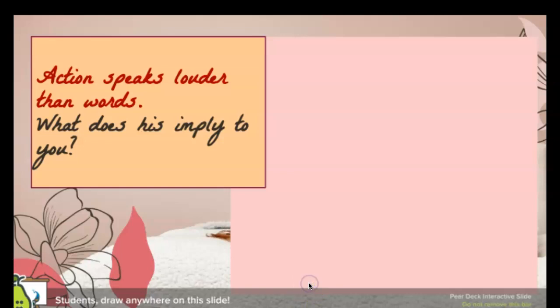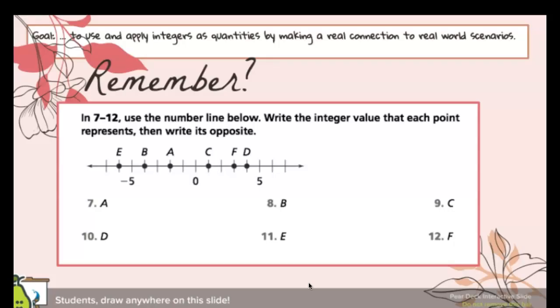All right, then, so let's move forward to our lesson. One of my class said that this is one of the homeworks. It looks like one of the homeworks we have, but anyways, we'll do it. Use the number line below. Write the integer value that each point represents, then write its opposite. So go ahead, guys. I'll give you a minute. Just 1 minute, okay? Not more than that. And time starts now.